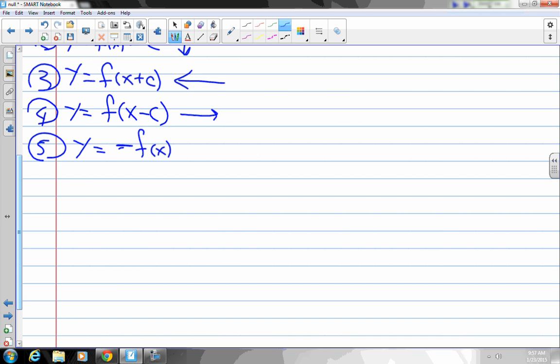You flip vertically, so you flip over the x-axis, right? Your y values change. Positive become negative, negative become positive. So he flips over the x-axis. So here's the x-axis. You're just flipping over the x-axis. That's my notation. Flipping over the x.